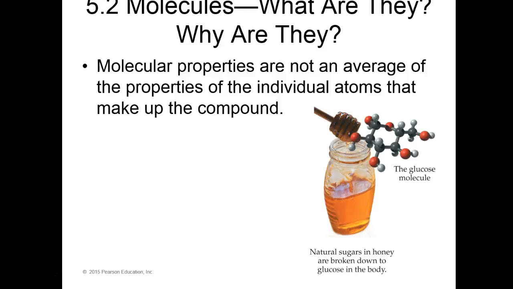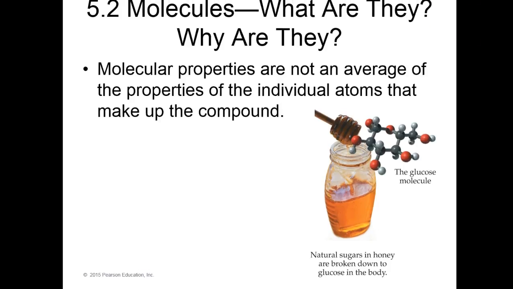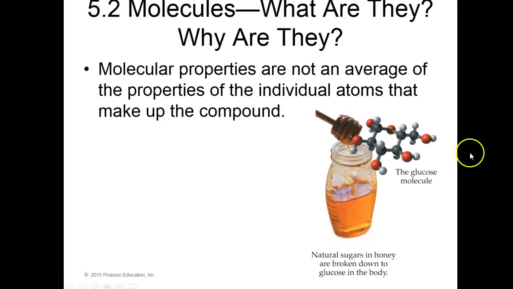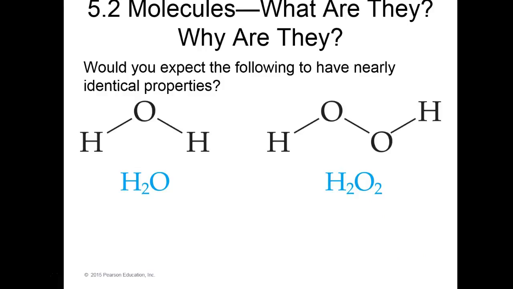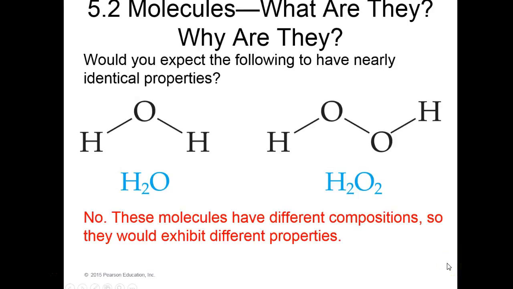The molecular properties are not an average of the properties of the individual atoms that make up the compound. We have a glucose molecule here. Natural sugars in honey are broken down to glucose within the body. So would you expect the following to have nearly identical properties, H2O and H2O2? Okay, we have water and hydrogen peroxide here. No, these molecules have different compositions, so they would exhibit different properties.